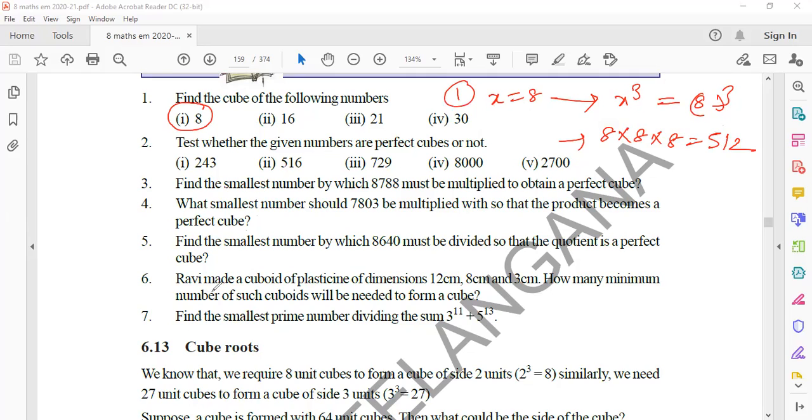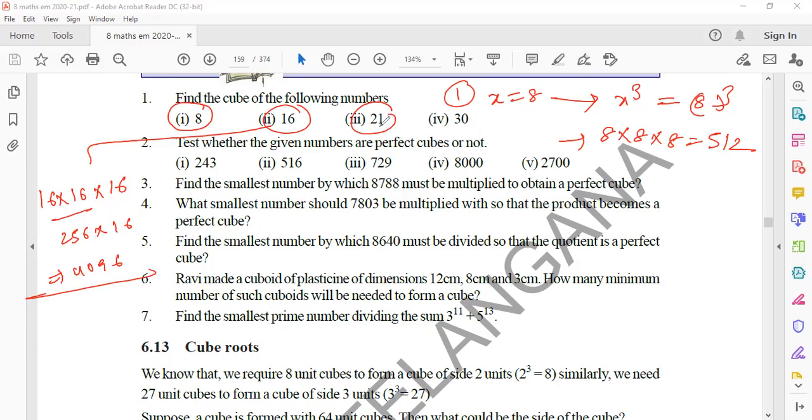Similarly, the second question. What is the second question? 16 cube, how to write it down? 16 into 16 into 16. 16 into 16 is 256, then 256 into 16. This becomes 4096. Second question done.